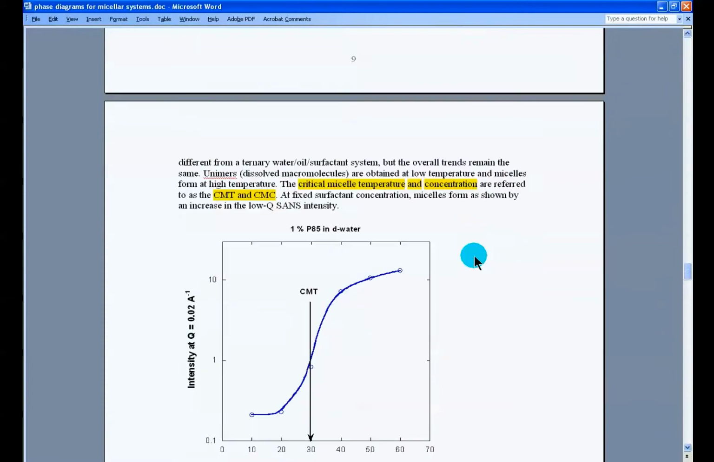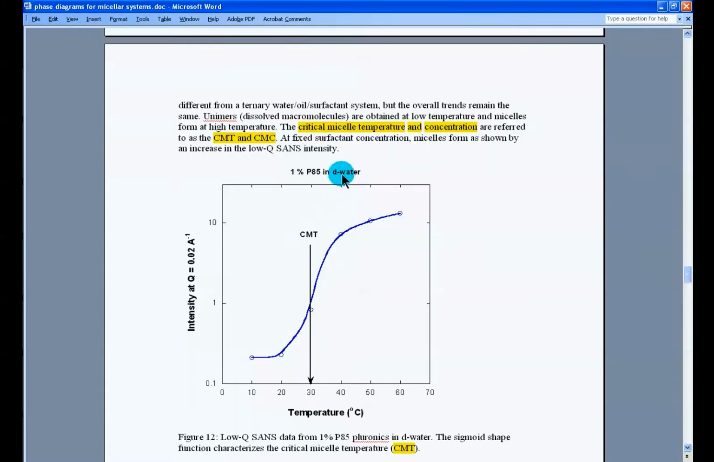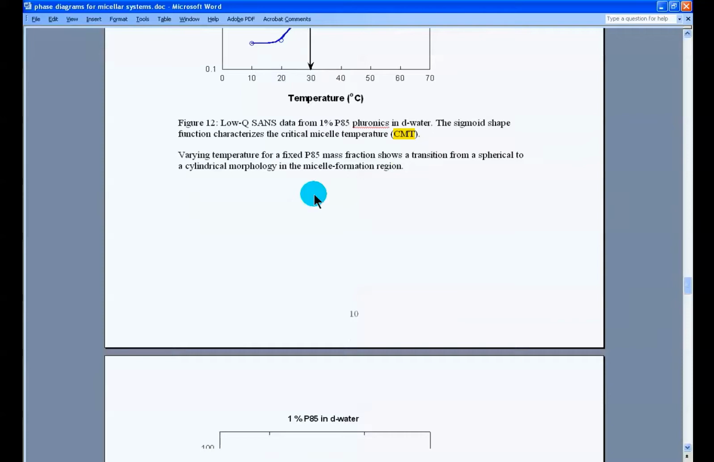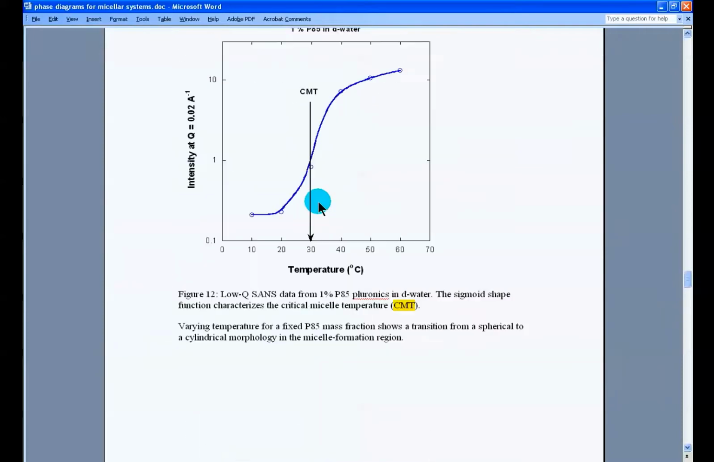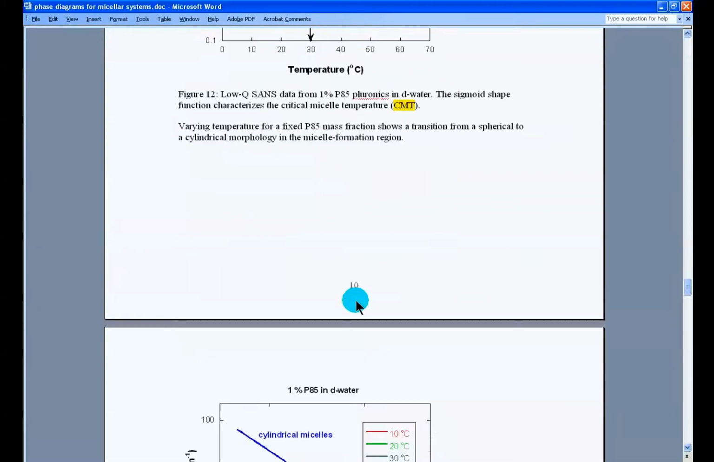We do SANS. So we find that above a certain temperature, called the critical micelle temperature, micelles form. These are micelles here and unimers here. In other words, dissolved triblock copolymers here. This is above a certain temperature and above a certain concentration, the critical micelle concentration. And that was for 1% P85 in D2O.